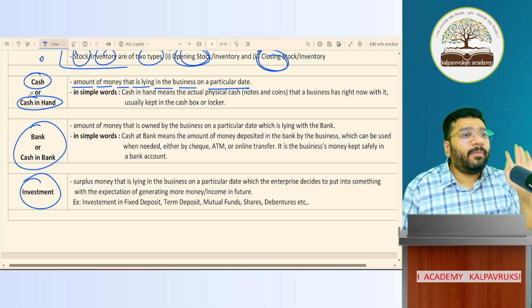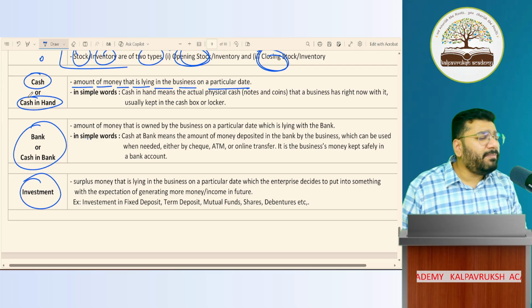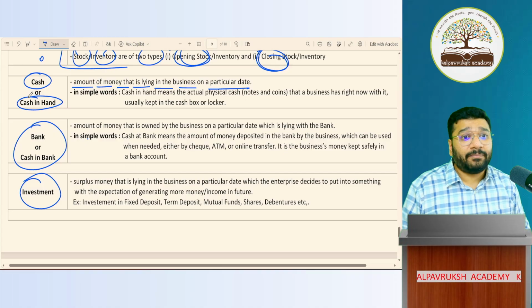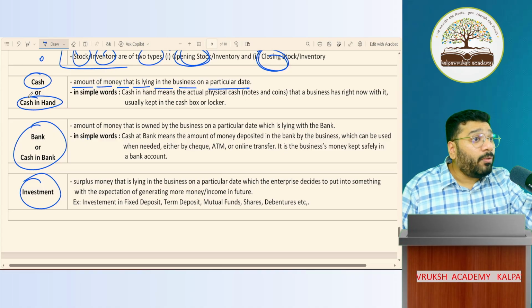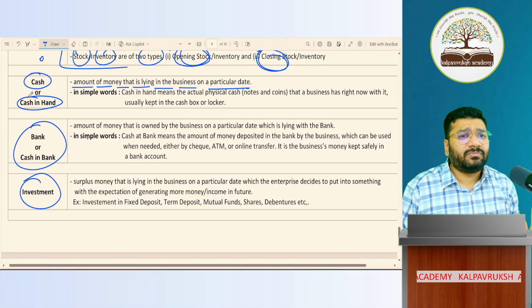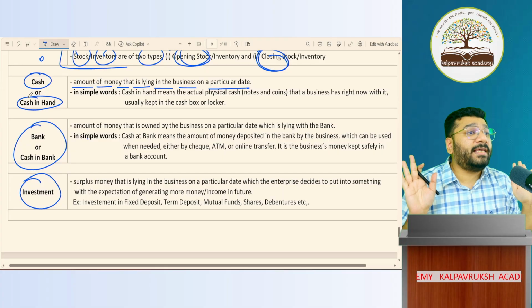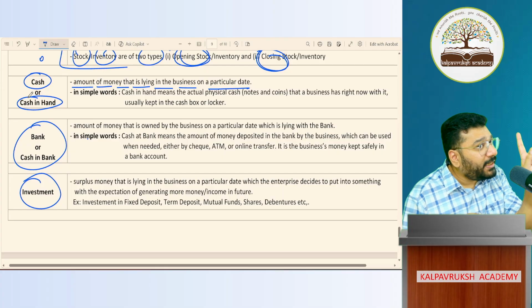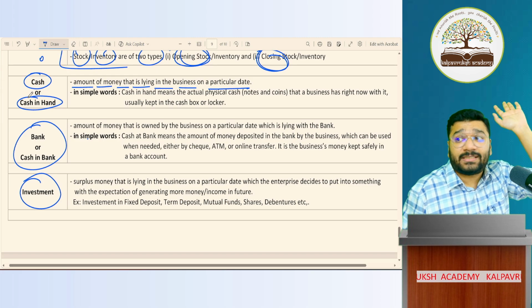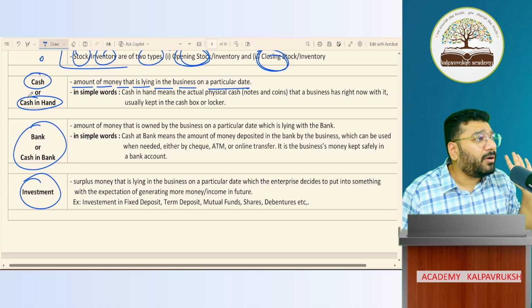Only that day you're supposed to prepare the balance sheet. Sir, if I want to prepare a daily balance sheet, can I prepare? If anybody comes and stops you, come and tell me, I'll handle that. No person on the planet can stop you from preparing a daily balance sheet. Full rights I give you. But the accounting rule says that at least once in a year you have to prepare the balance sheet, that too on 31st March. Got it?